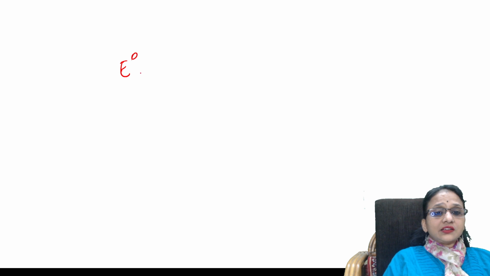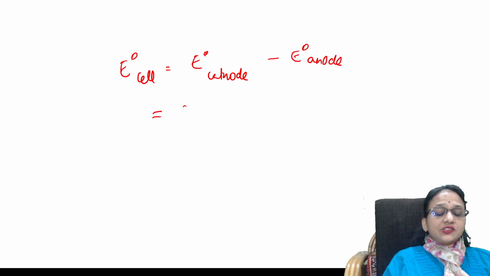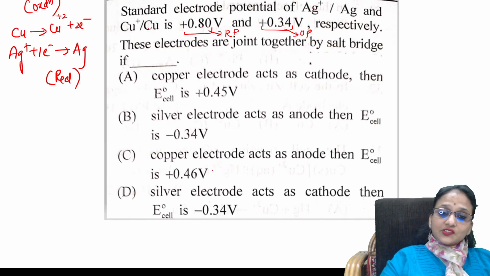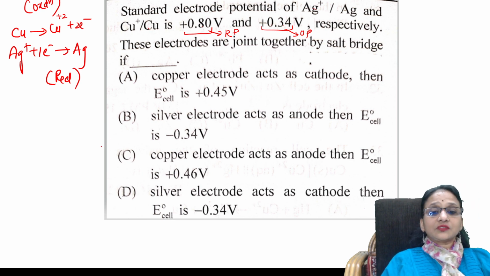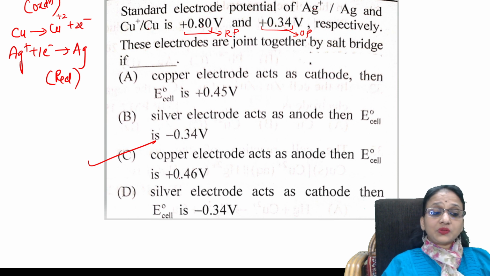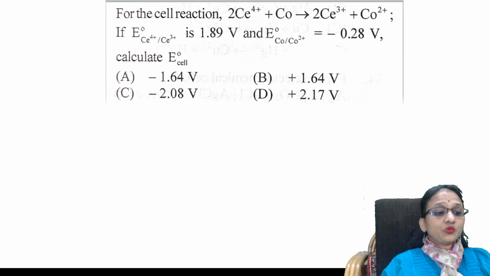E naught cell is equal to E naught cathode minus E naught anode. So 0.80 minus 0.34 volts, which is nothing but plus 0.46 volts. That's all. Easy. So the answer we have got is this copper electrode, plus 0.46 volts. Let us see one more question. More and more perfect you'll become.